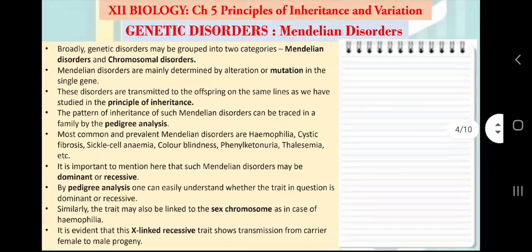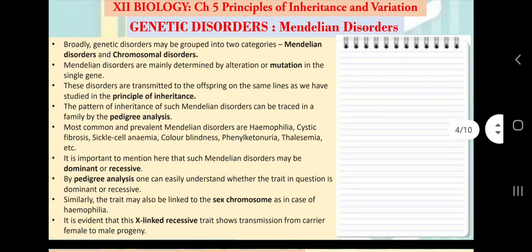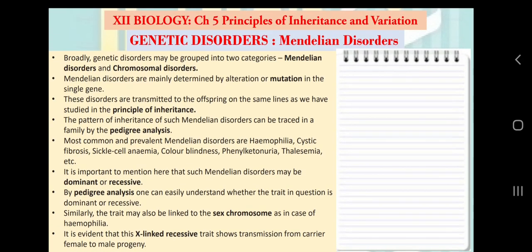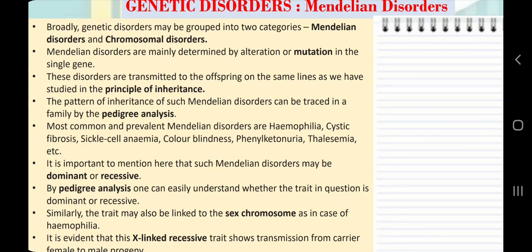This brief introduction which we already discussed in my previous video, I am reading again for you. Broadly, genetic disorders may be grouped into two categories: Mendelian disorders and chromosomal disorders. We learned that in Mendelian disorders we will be dealing with small changes in the base sequence of DNA, and in chromosomal disorders, in my next video, we will be dealing with the change in number of chromosomes, either deletion or addition.